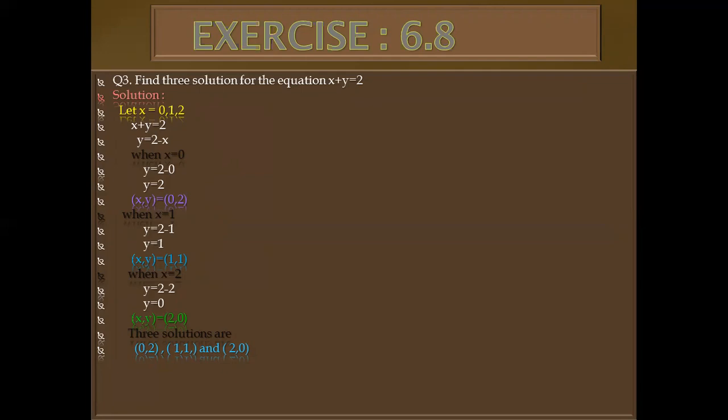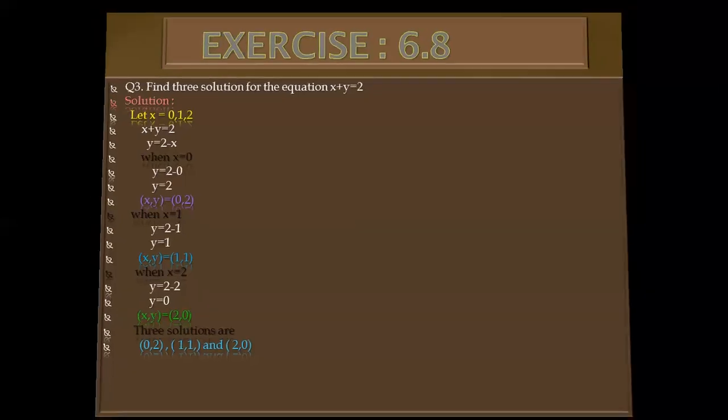Next, x is equal to 1, y is equal to 2 minus x. Replace x with 1, this is 2 minus 1 and y is equal to 1. Again the solution is x, y is equal to 1, 1. For the third solution, we replace x with 2. Now y is equal to 2 minus x, 2 minus 2 which is 0. And the third solution will be 2, 0. Now we have three solutions. The first one is 0, 2, then 1, 1, then 2, 0.